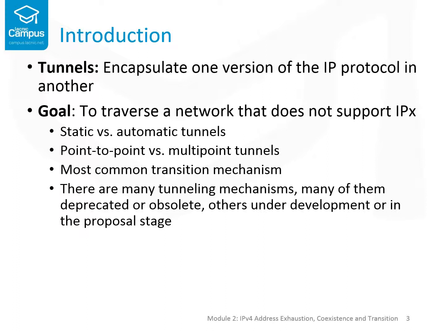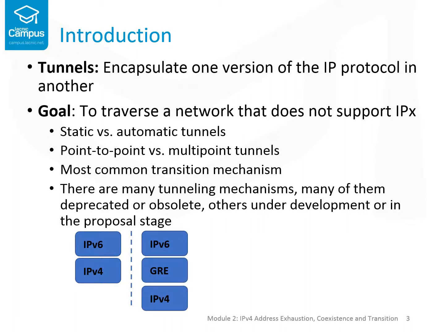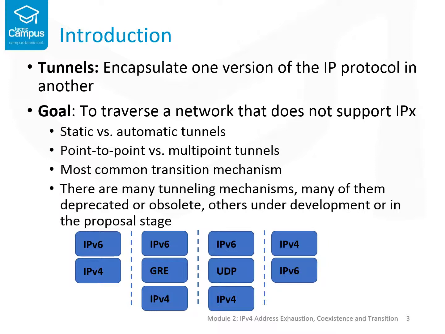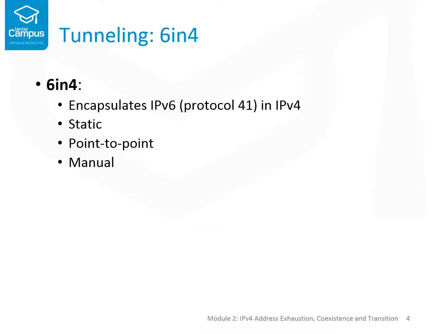Tunnel-based mechanisms are the most common transition mechanisms. Many tunneling mechanisms have been defined. Many have become obsolete, and still others are currently being developed. IPv6 can be encapsulated directly in IPv4. Otherwise, a GRE header can be used or UDP to encapsulate IPv6 in IPv4 to traverse NATs. IPv4 can be encapsulated in IPv6. We'll now see further details of some of the most popular tunnel-based mechanisms. Tunneling 6-in-4.